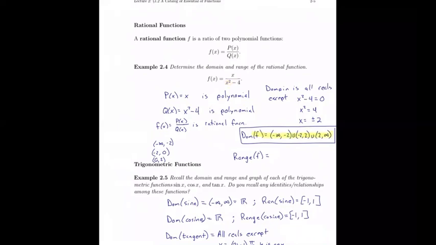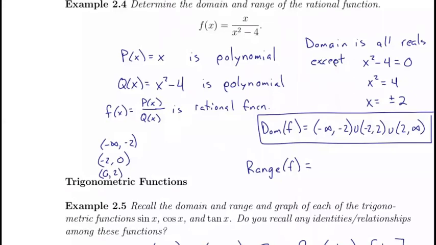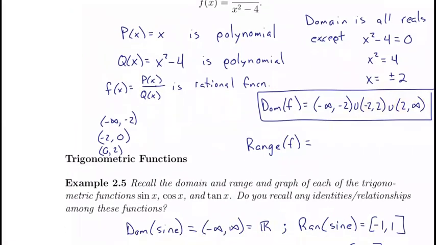To write that in interval notation, remember you go from negative infinity to negative 2, excluding negative 2, and you union that together with negative 2 to 2, excluding both endpoints negative 2 and 2, and then we union that with 2 to infinity, again excluding 2, and we always exclude infinity and negative infinity. So there's our domain.